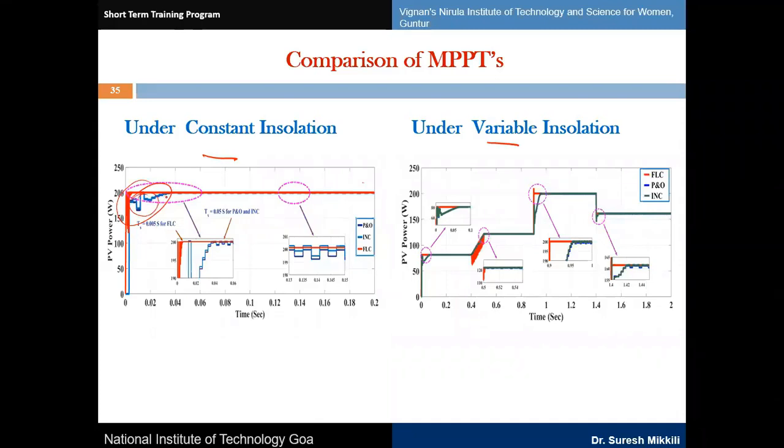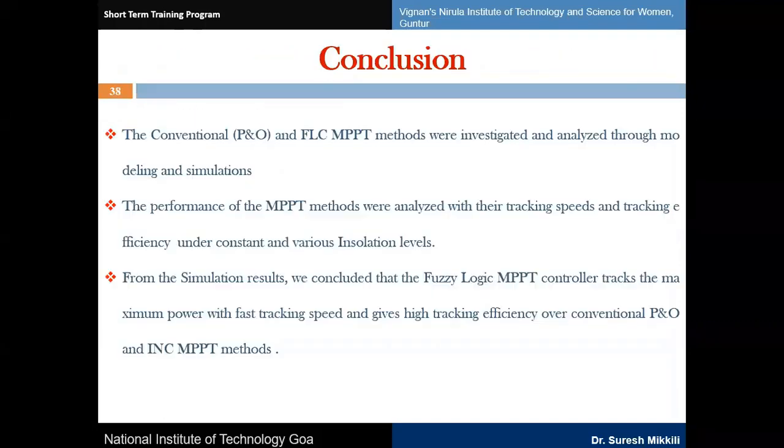It is taking some time, up to maybe 0.0038. Okay, so here you observe clearly 0.036, I think. Even in the middle, if you consider, there are some notches, whereas in fuzzy there are no notches at all. Even under variable conditions, fuzzy is tracking the reference. Fuzzy is tracking far better than P&O and incremental conductance. This is what we have seen.